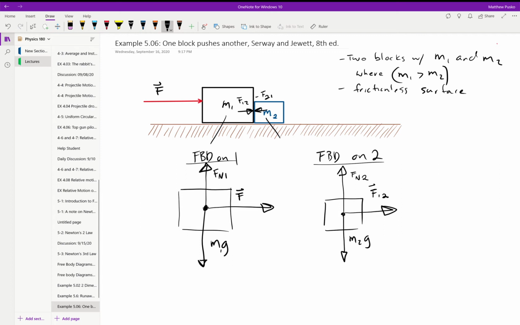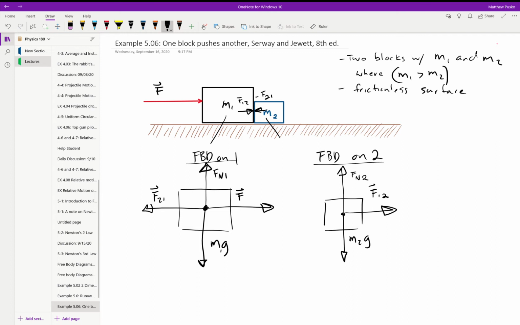And this block is going to be pushing back this way onto the first block. So force 2 onto 1. I should have drawn them equal length because they are equal, just opposite directions. Okay, now we can apply Newton's laws.